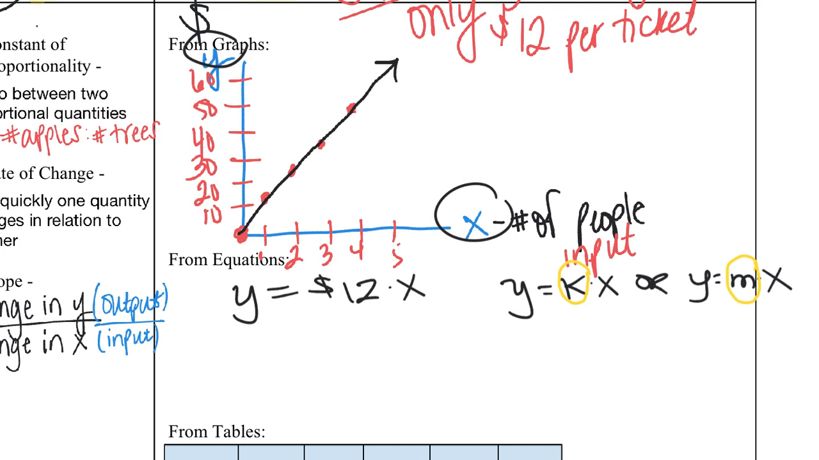So if you think of this example, for every person that comes in, I'm getting $12, right? So if I have 12 times 1, the movie theater is getting $12. If I put in a 2 here, if 2 people walk in, I'm getting $24. So this rule, this rate of change, is $12 per ticket. And that kind of matches. That's exactly it. There's our rate of change.